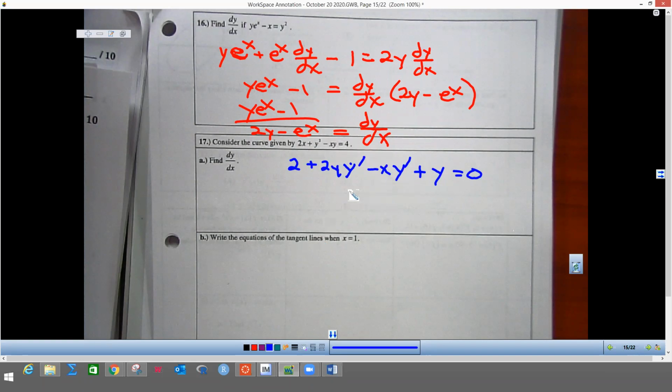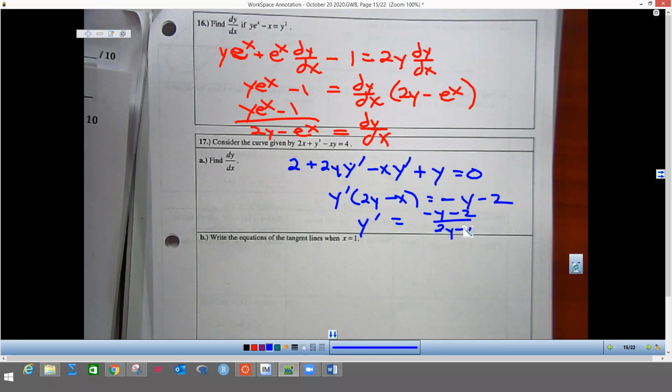So what we're going to do now is get the y primes. They're already on the same side. So now I'm going to get all the parts that don't have a y to the other side. So I'm going to subtract 2 and subtract y. And over here, I'm going to factor out the y prime. Now, you could leave the negative out front and put parentheses and have y, the negative of y plus 2, but you don't have to. And then I'm going to divide by that thing in the parentheses over here.